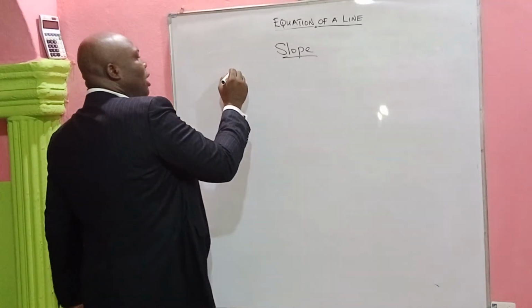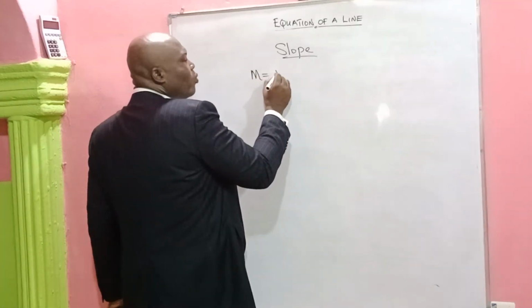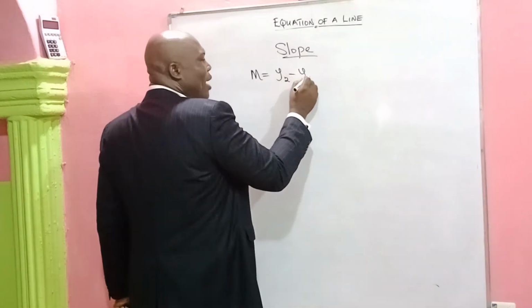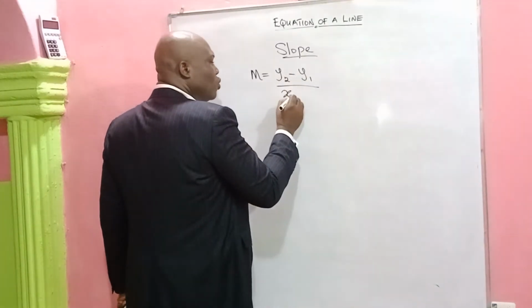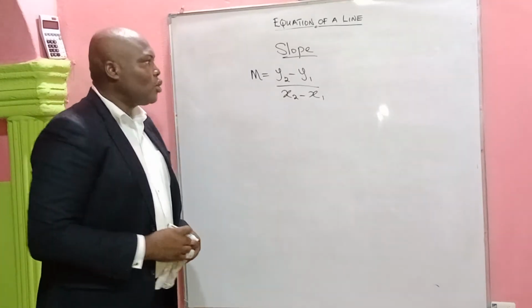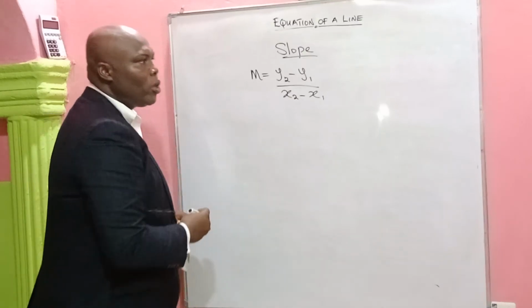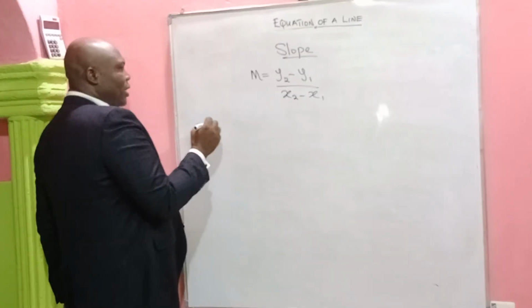And so the slope is given by the formula m is equal to y2 minus y1 all over x2 minus x1, given 2 points. So you can be asked to find the slope of a line that passes through 2 given points. Okay, so let's see how we can do that.